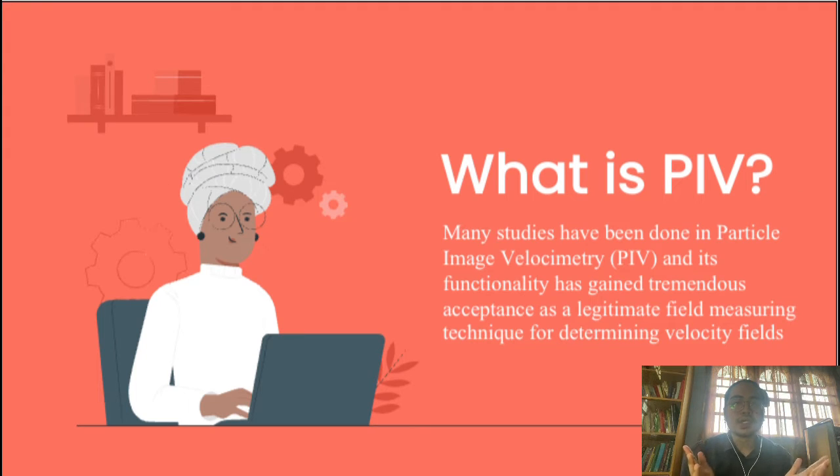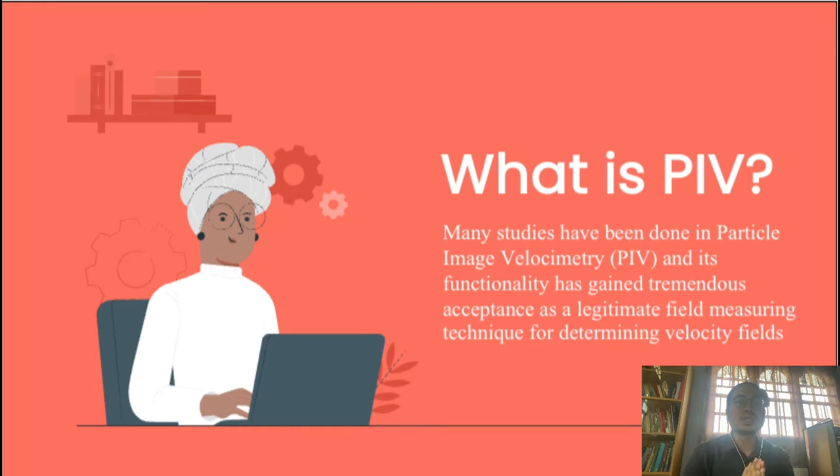What is PIV? Many studies have been done in particle image velocimetry (PIV), and its functionality has gained tremendous acceptance as a legitimate field measuring technique for determining velocity fields. PIV has been around for many decades. A lot of innovations and studies have been implementing the fundamentals of the PIV system. It has progressed from research labs to industrial applications.